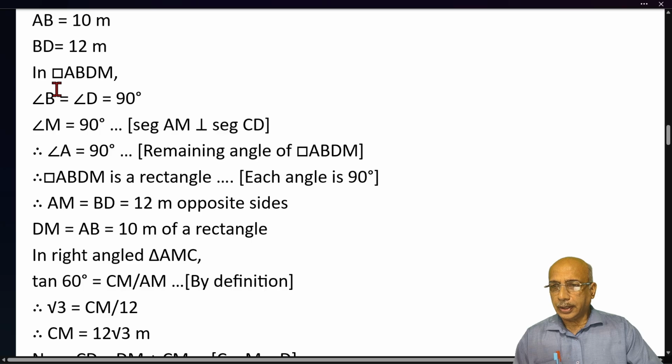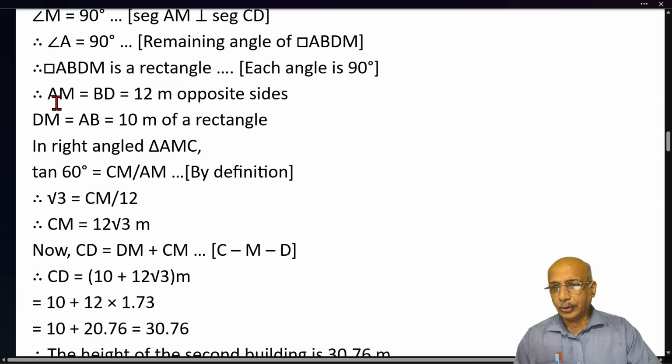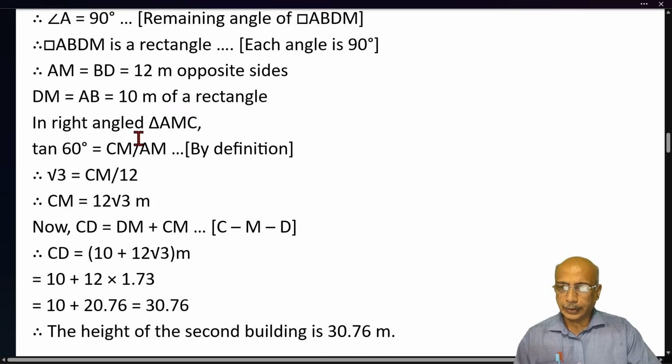Here it is. In quadrilateral ABDM, angle B equals angle D equals 90 degree, angle M equals 90 degree, as segment AM is perpendicular drawn on segment CD. Therefore, angle A equals 90 degree, the remaining angle of the quadrilateral. Therefore, quadrilateral ABDM is a rectangle, as each angle is 90 degree. Therefore, as I told you, AM equals BD equals 12 meter, opposite sides, and DM equals AB equals 10 meter, opposite sides of a rectangle.